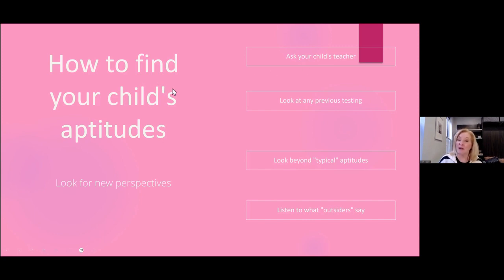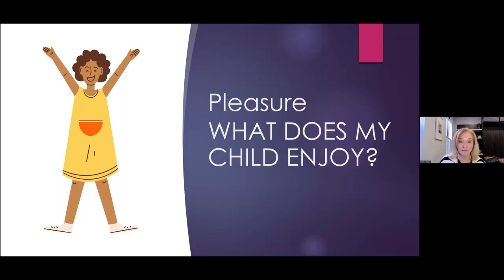And a lot of times parents will say, well, I don't think he has an aptitude for anything. He's just terrible at it. And so one of the things I tell people to do is look at your child's previous testing through school, ask the child's teacher, look beyond those typical aptitudes and think about character. Think about the sorts of things that outsiders say about a child.